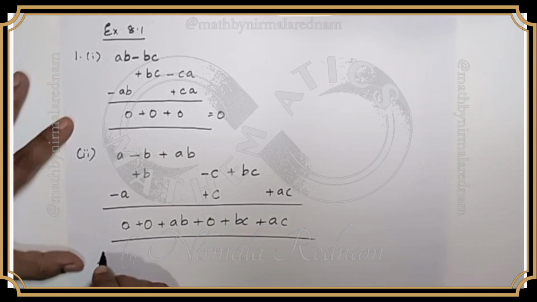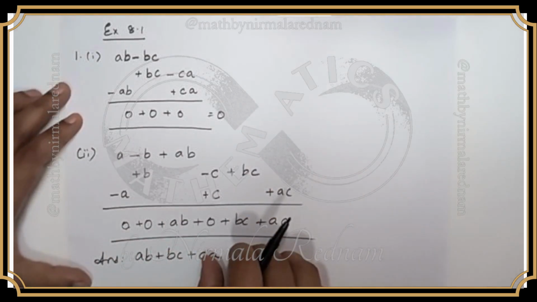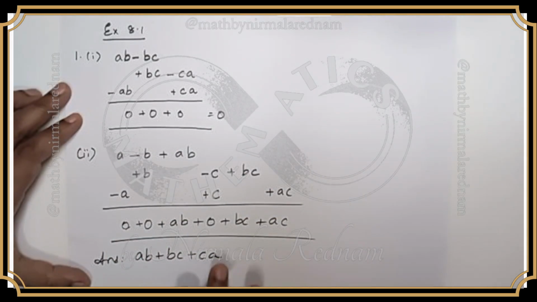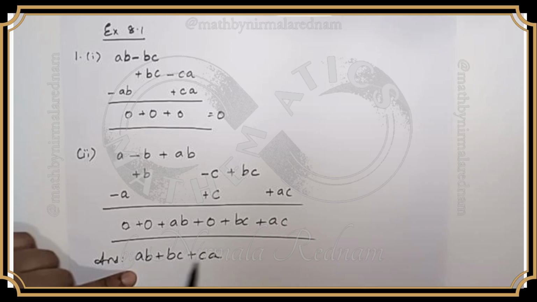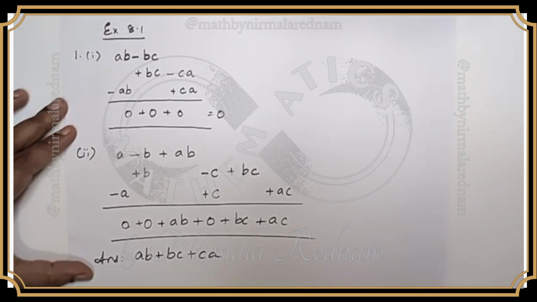So my answer is AB plus BC plus CA. After solving it, whatever the order of the terms, we will finally write it in the standard form, which is simply taking all three variables A, B, C in cyclic order: AB, BC and CA. That's just a convention. Next, let's look at the third question.